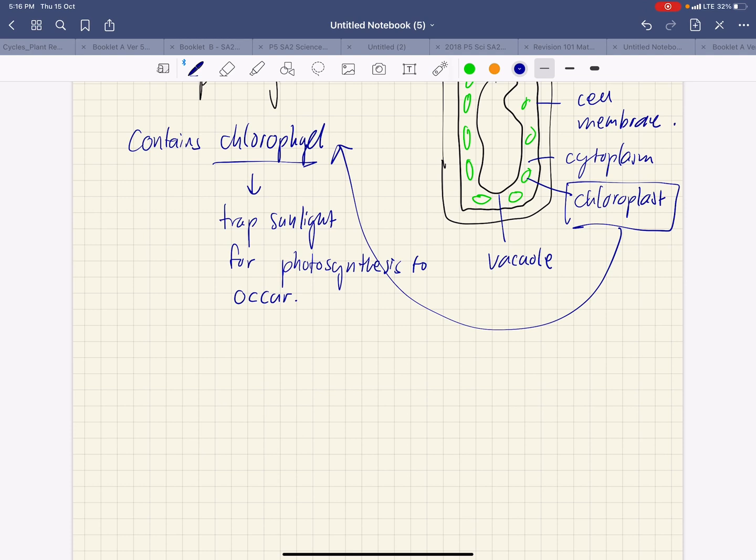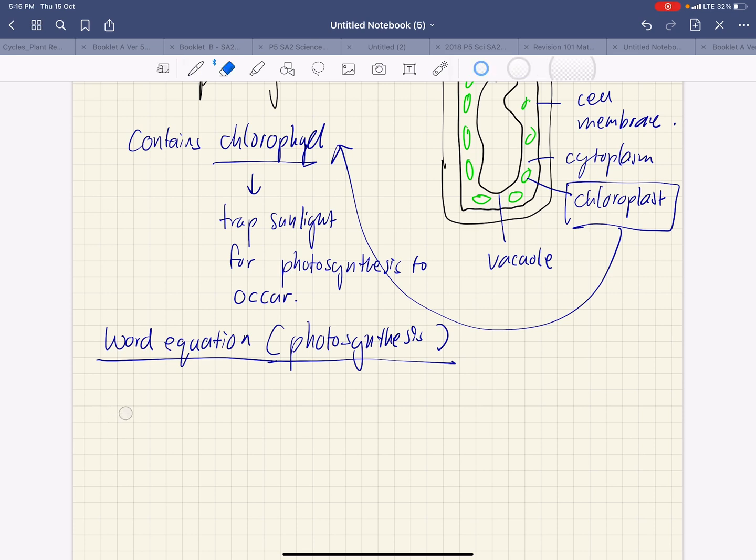Now there is a very, very important word equation that you need to remember and memorize. So first up, what is a word equation? Now a word equation is basically an equation that tells you the formula or the recipe for making something or for a process to happen. So in the case of photosynthesis, there are certain factors that you need in order for it to happen. Now the first ingredient that you would need is actually carbon dioxide.